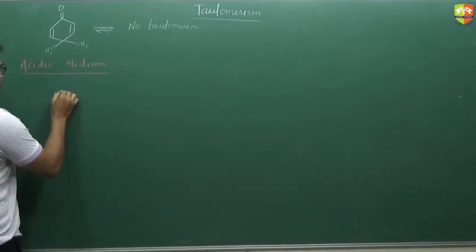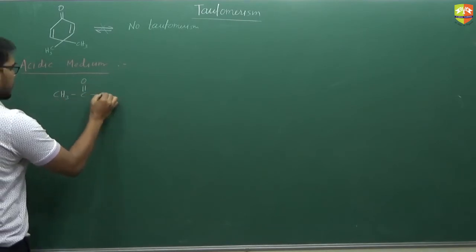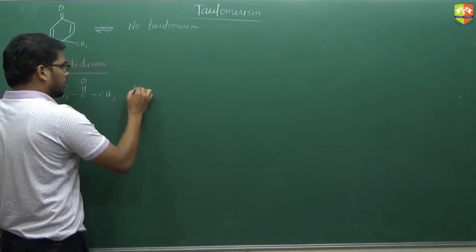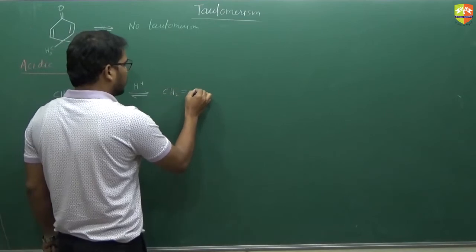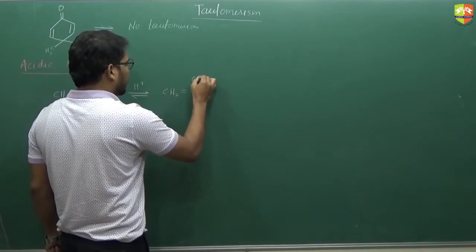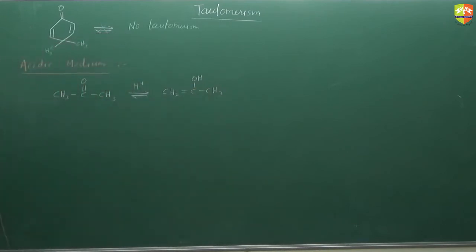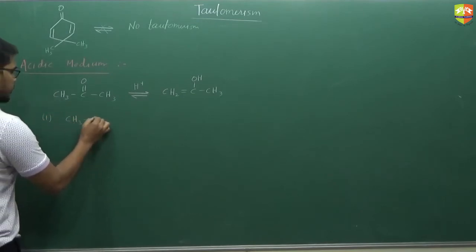Suppose the molecule is this, the simplest one we are taking, CH3, C double bond O, CH3. And the tautomeric structure we have already done, H plus. The structure is CH2 double bond, COH, and CH3. This is the structure. Now, how do we get this structure? What are the different steps of the reaction, how does this reaction proceed? So, first step, what happens in first step? This CH3, C double bond O, CH3.